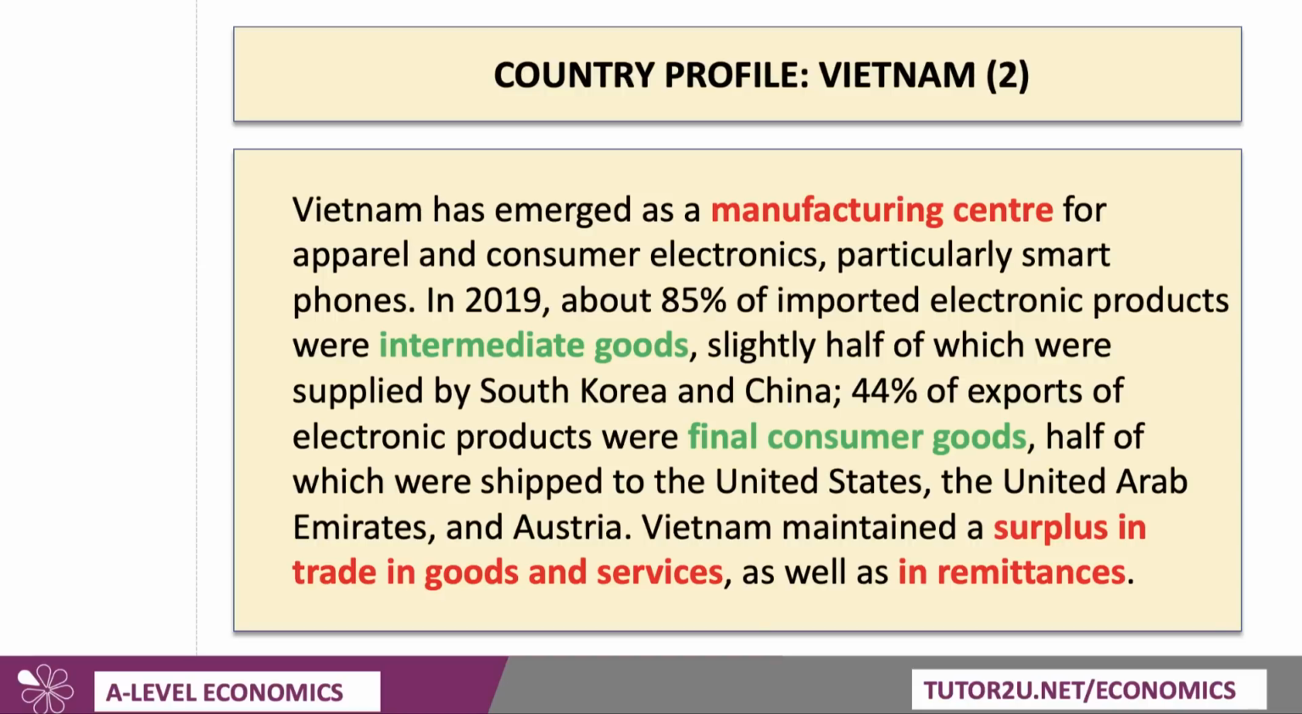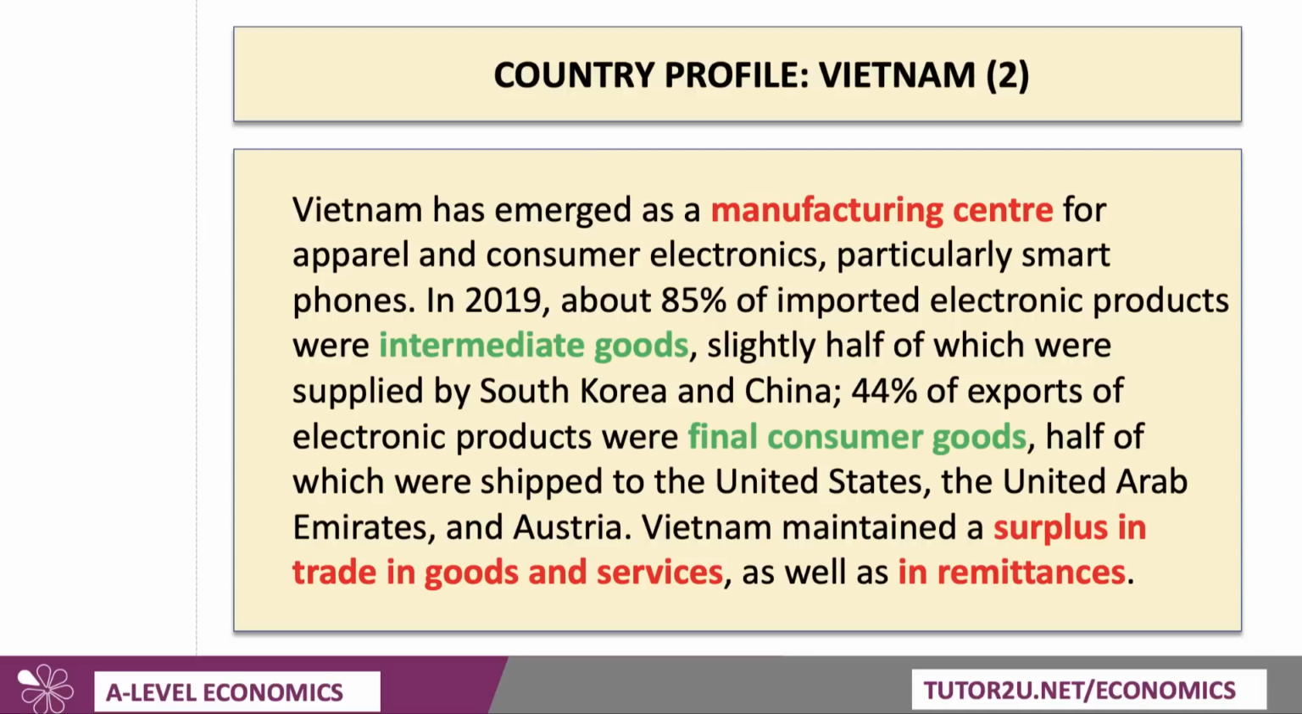Now, crucially, Vietnam is a great example to use of a nation which has built a comparative and competitive advantage in manufacturing, particularly for textiles and also consumer electronics, particularly smartphones. What Vietnam typically does is it imports intermediate goods. So 85% of imported electronic products were intermediate goods. That's the components that go into, for example, a smartphone or an iPad or a TV screen. Nearly half of which was supplied by South Korea and China.